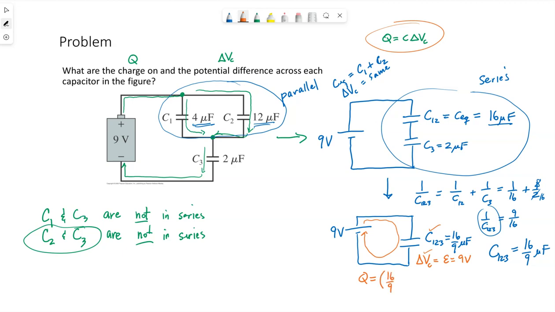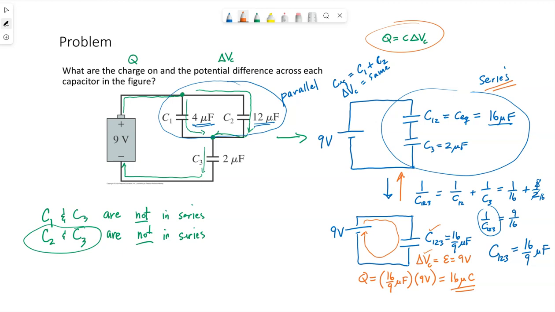So 16/9 microfarads times 9 volts, we have 16 microcoulombs is the overall charge that moved around to reach equilibrium. Working our way back, we want to go back to just the next step, the step right before we got to the one capacitor. This C123 meant the equivalent capacitance of these two in series.